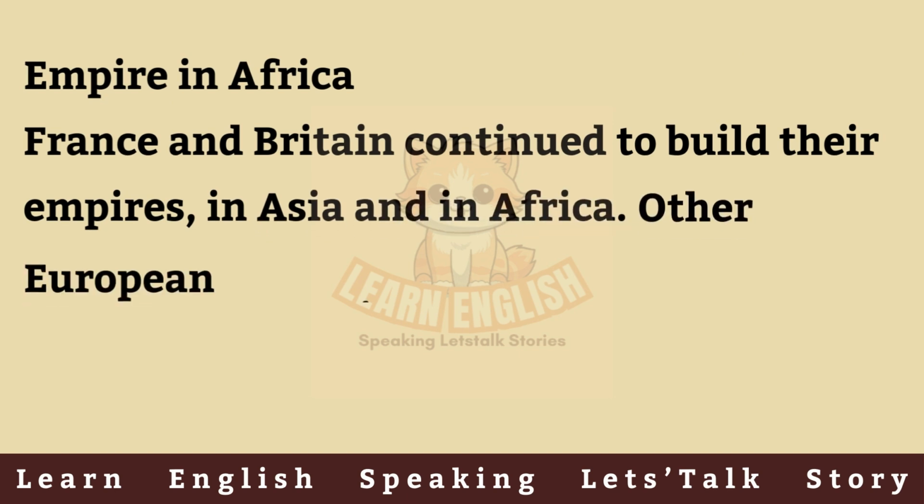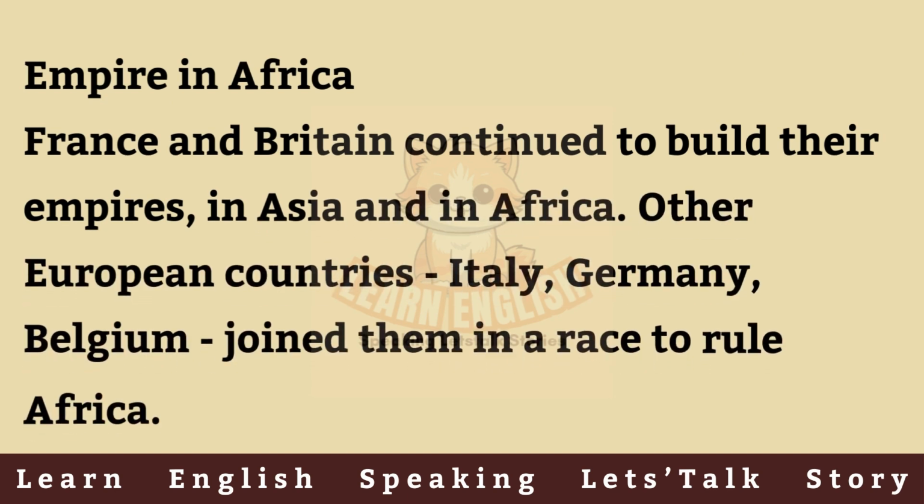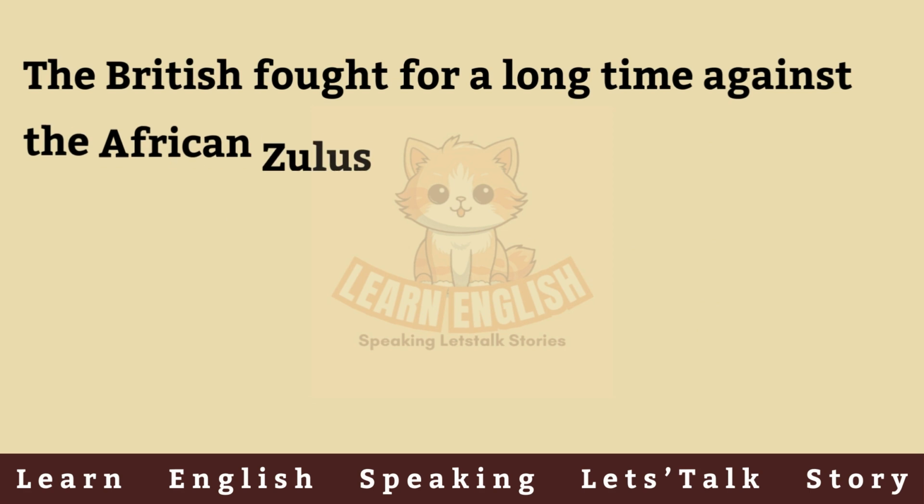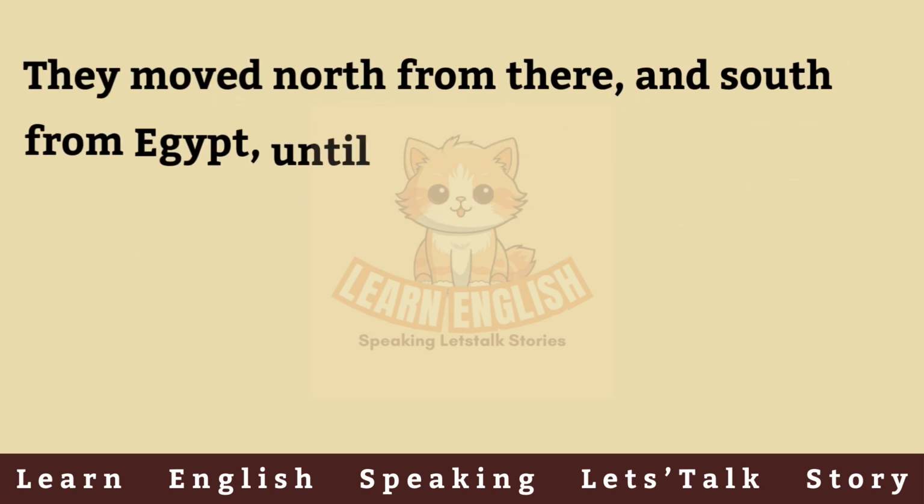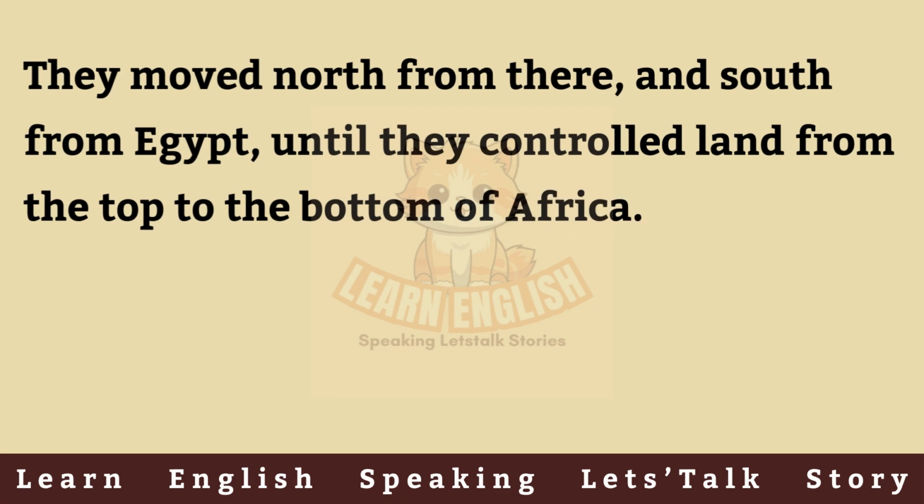Empire in Africa. France and Britain continued to build their empires in Asia and in Africa. Other European countries, Italy, Germany, Belgium, joined them in a race to rule Africa. The British fought for a long time against the African Zulus and the Dutch-speaking white Boers for control of South Africa and its gold. They moved north from there and south from Egypt until they controlled land from the top to the bottom of Africa.